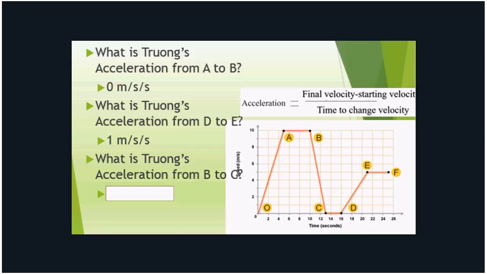To find this, I'm going to look at C, and I know this is kind of covered up, but if it's between 12 and 14, this should be 13 seconds. At B, his time is 10. To find the amount of time between B and C, I need to subtract, just like we've been doing before. 13 minus 10 is 3 seconds, so I'm taking 0 minus 10, which is negative 10, divided by 3, and that should give you negative 3.33333, repeating, meters per second per second. Just keep in mind that you should be rounding to 2 numbers after the decimal place. It's also negative because from B to C, they slowed down.